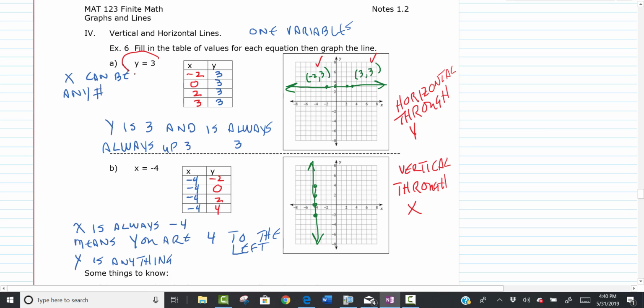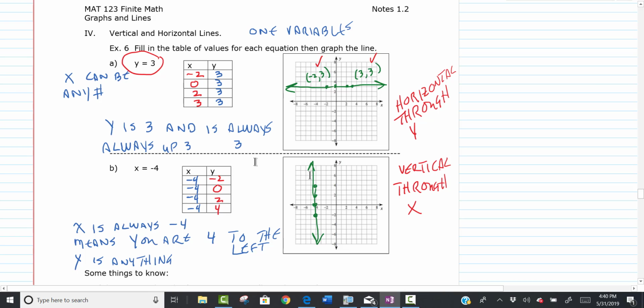Basically, if you have y equals, that means the y value is always the same. So you're always up or down the same amount from the x-axis, therefore it's horizontal. X is always -4, so you're always 4 units to the left of the y-axis. Making a table of values is a real easy way to do this, and you can't go wrong if you do it that way. So you can try that approach if you want to.